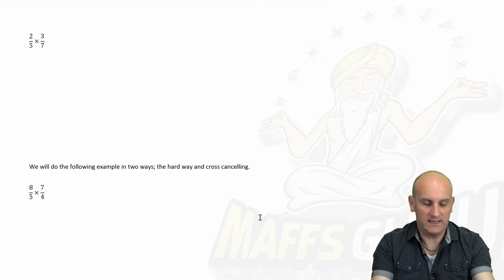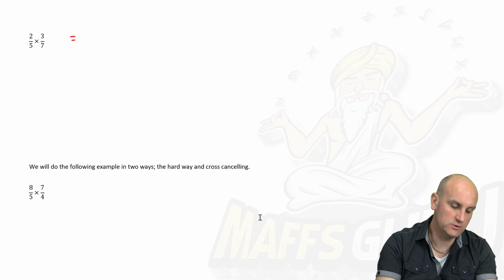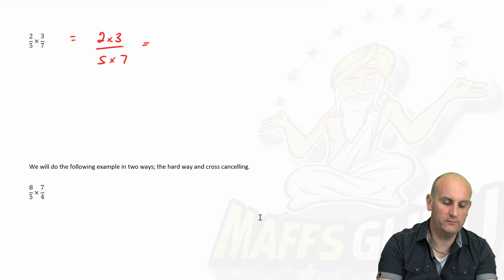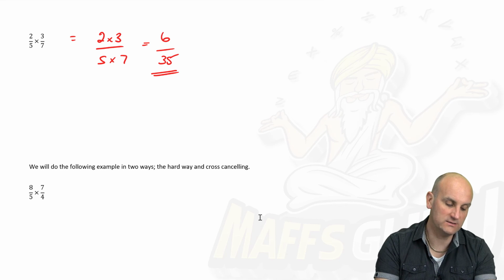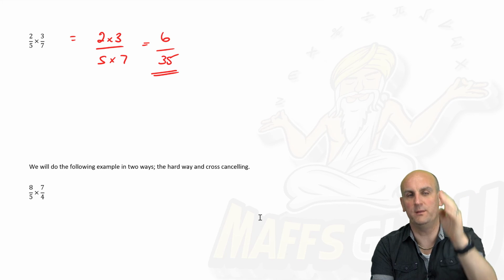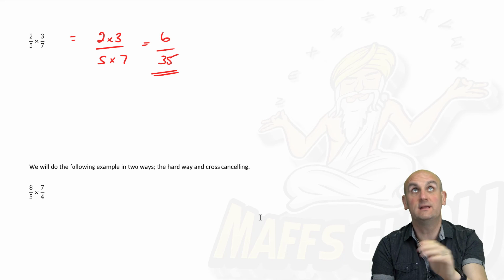Multiplication. Yes, we love multiplication. They are simple because I just do 2 times 3 on the top and 5 times 7 on the bottom. 2 times 3 is 6. 5 times 7 is 35, and I can't cancel that down. Now, how did I know I couldn't cancel that down? Because there's nothing on the top and the bottom that will allow me to cancel it down.